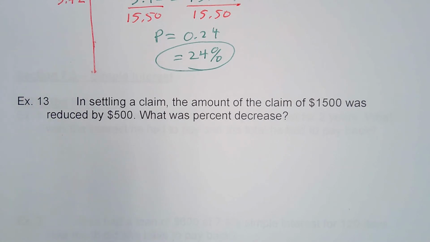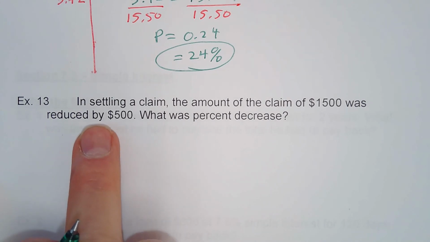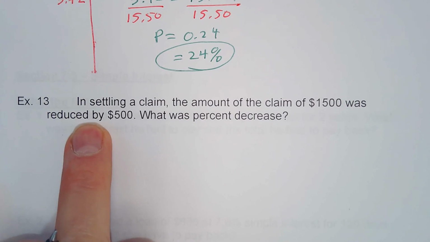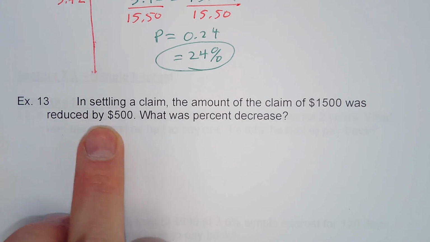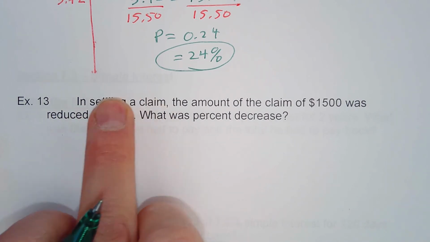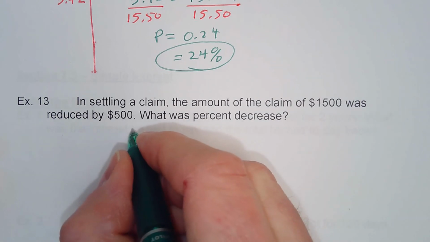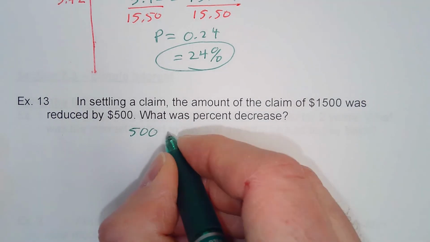Number 13 is an example where you have to really read it carefully. In settling a claim, the amount of a claim of $1,500 was reduced by $500. Notice by changing that parameter, if I had put reduced to $500, we'd have to first figure out the decrease. But it says by, that tells us how much it was decreased by. So you really have to watch the wording on these.